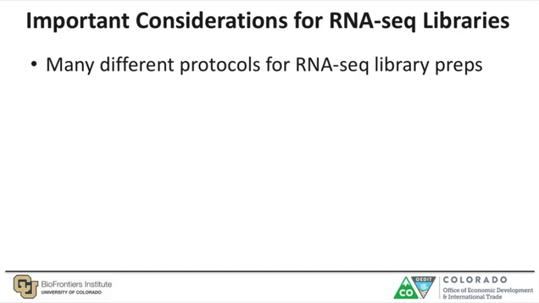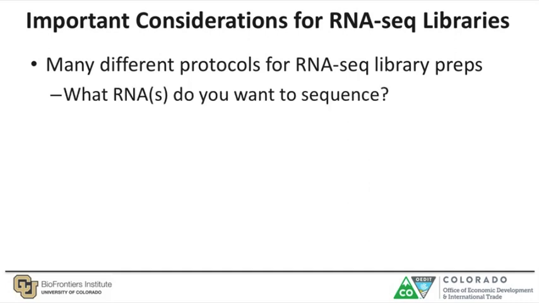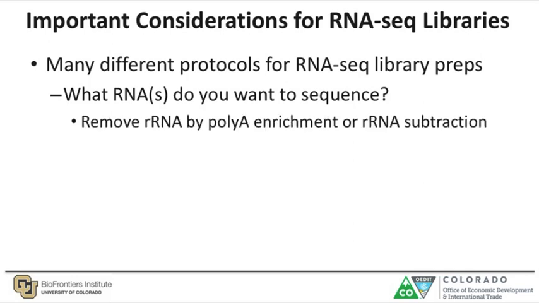For instance, the type or types of RNAs that you wish to sequence will determine how you prep your RNA before library construction. If you are interested in sequencing small RNAs, like microRNAs, there are specialized protocols for doing so. Likewise, it is very useful to either enrich for polyadenylated RNAs or to perform a ribosomal RNA subtraction. Otherwise, as much as 80% of your RNA-seq reads will be ribosomal RNA in origin, and you will get very poor sequencing efficiency and low coverage of your target transcripts.